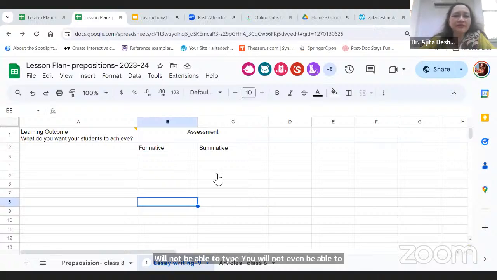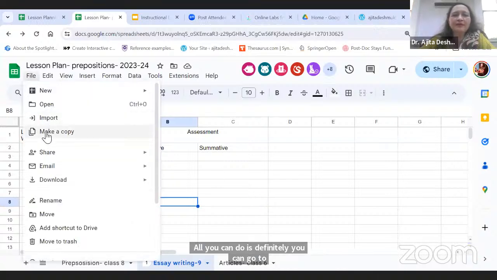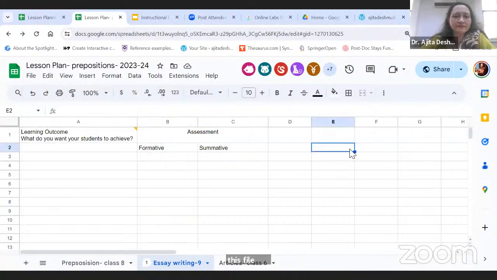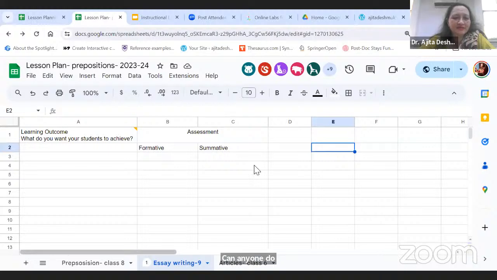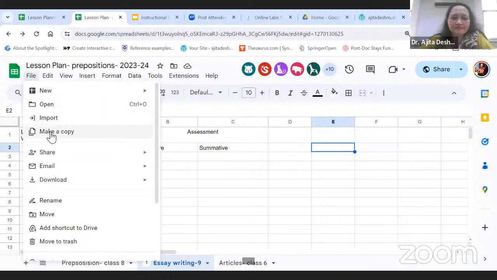All you can do is definitely you can go to this file and you can make a copy. Someone try to make a copy, and just put it in the chat box whether you can make a copy or not. फाइल पे जाइए, मेक अ कॉपी कीजिए, आपके ड्राइव में खुलेगा वो, और मेरे इसमें कुछ चेंज नहीं होगा. Can anyone access this and create a copy of the file by clicking on file, make a copy? जैसे हो जाए तो बता दीजिए चैट में.